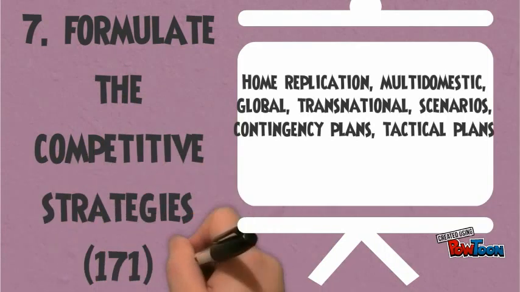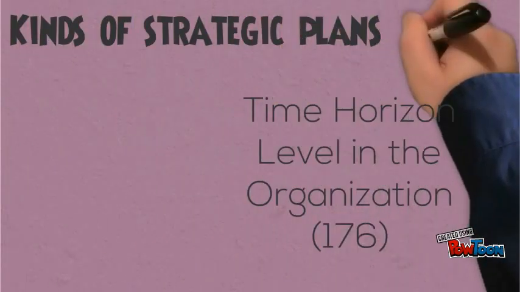There are several strategies, but one example is home replication strategy. This is when companies centralize product development in their home country and then transfer the improvements and successful product to the foreign market. There are 2 kinds of strategic plans, and they are fairly straightforward.